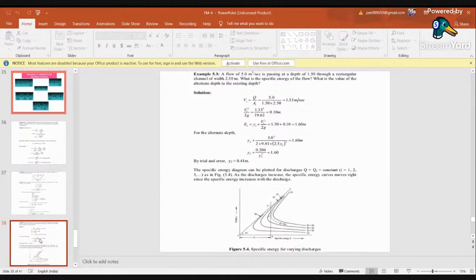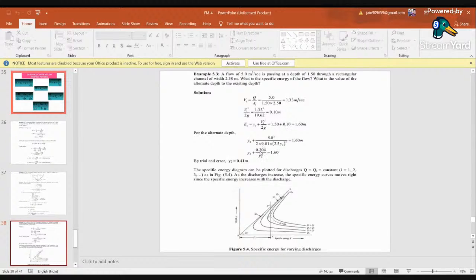In the next problem, you have to find the alternate depths. Okay, alternate depths can be found by means of specific energy or by means of the alternate depth equation if Froude's number can be calculated. Okay, here discharge is given to you, depth is given to you for a rectangular channel and width is given to you. What is the specific energy? Specific energy is y1 plus v1 square by 2g. v1 square by 2g will be calculated as 0.1 meter. So you will get E1 as 1.6 meters.